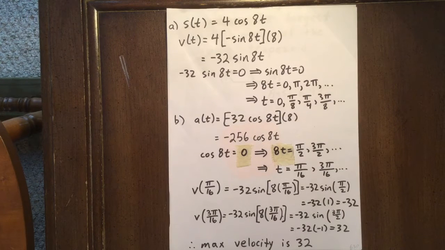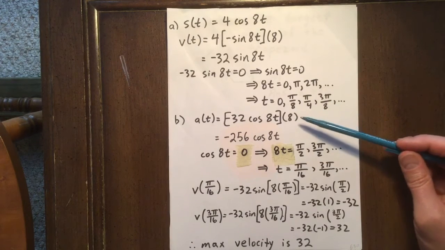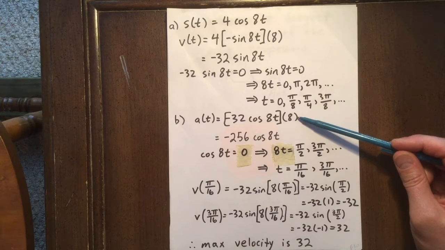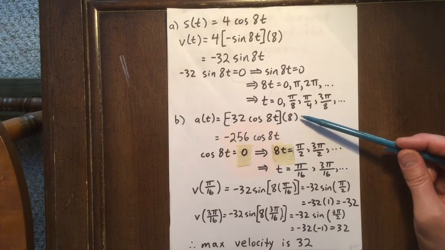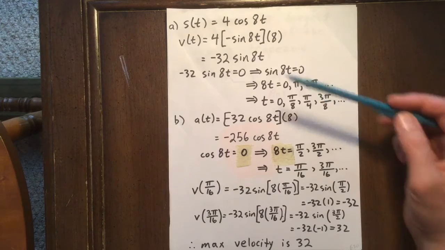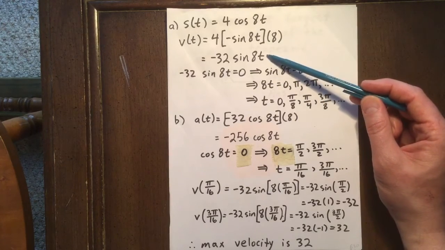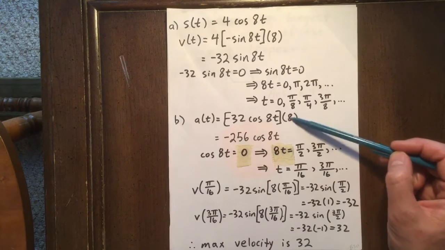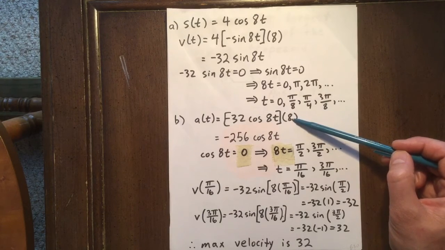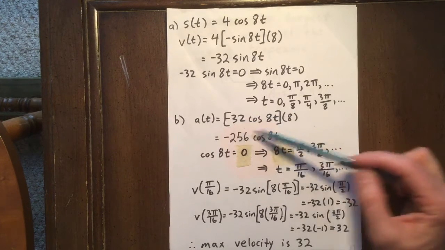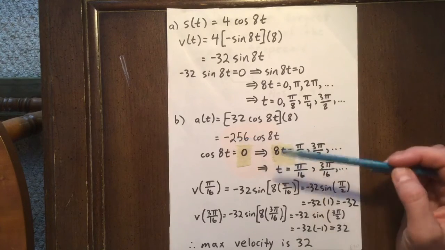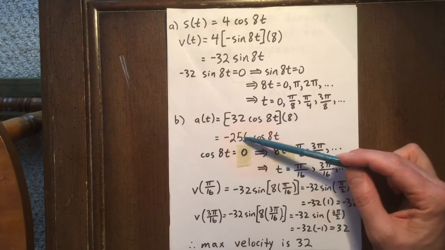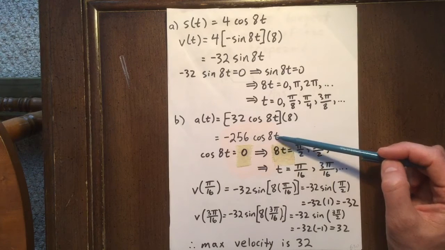Now for the next one, we want to know the object's maximum velocity. Well, to determine maximum velocity, we should determine the derivative of velocity. That's given by acceleration. The derivative of negative 32 sine block is negative 32 cos block times the derivative of that block, in other words, times the derivative of 8t, which is 8. Negative 32 times 8 is negative 256. So we have negative 256 times the cos of 8t.